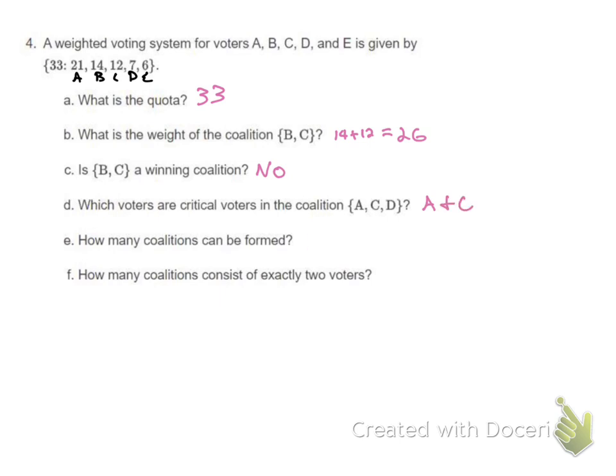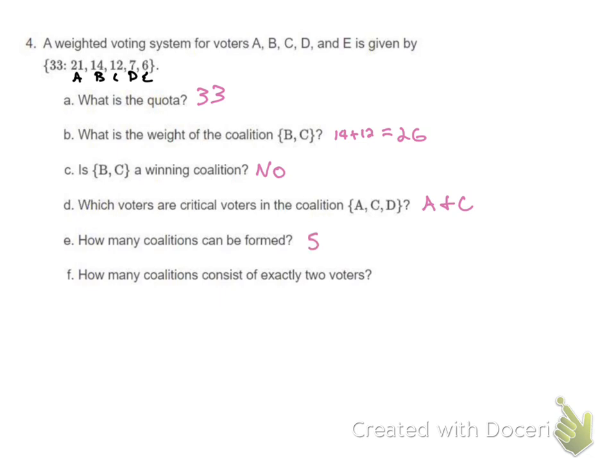Which voters are critical voters in the coalition ACD? ACD would give us, that would be a winning coalition. If you removed A, though, it would no longer be a winning coalition. And if you removed C, it would no longer be a winning coalition. You could remove D, and it would still be a winning coalition.